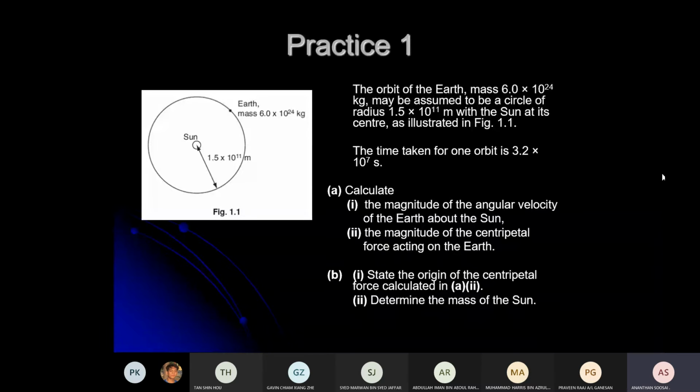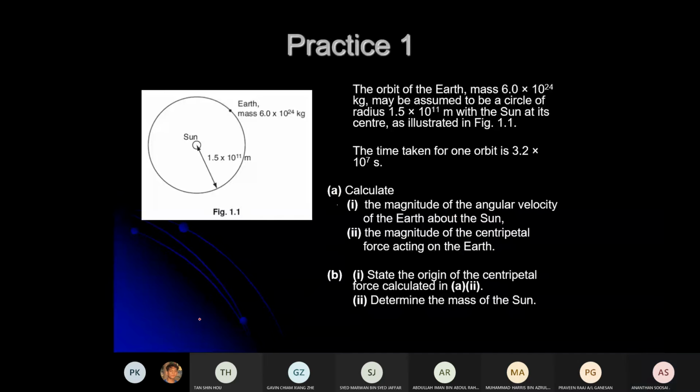Okay, guys. So I hope you have some idea. I need your input. The Earth's mass is given, and it may be assumed to move in a circle of radius, with the sun at its center. The time taken for one orbit is 3.2 times 10 to the power 7 seconds. Calculate the magnitude of the angular velocity of the Earth about the sun.